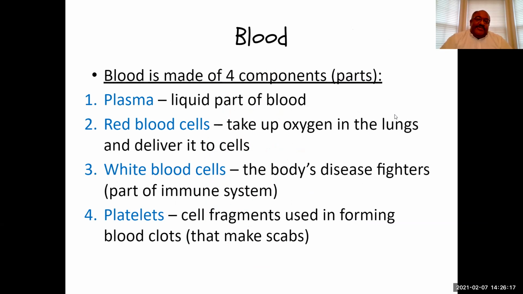Okay, blood is interesting because people have recently come up with the idea of looking at blood as almost another organ, because of its function. Blood has several parts. It has plasma, which is the liquid part. It also has red blood cells, and as I mentioned the other day, the red blood cells have hundreds of hemoglobin molecules on each red blood cell, and the heme group is what has iron in it, and it's that iron that takes up oxygen, one oxygen atom at a time.